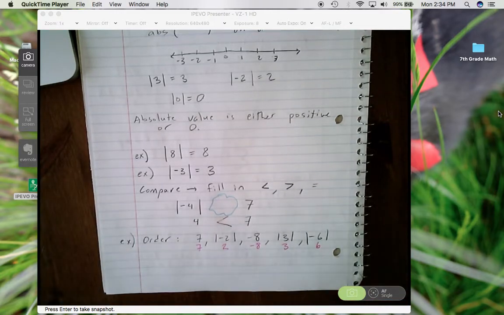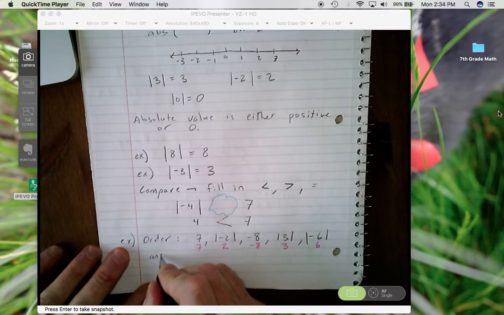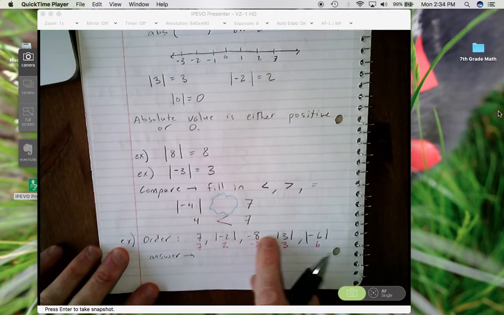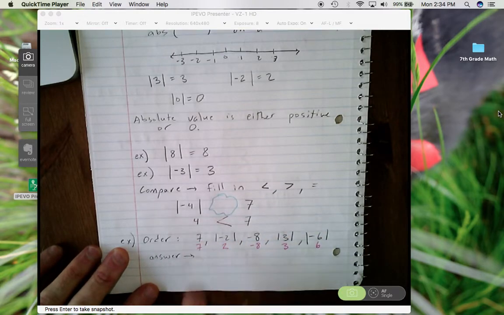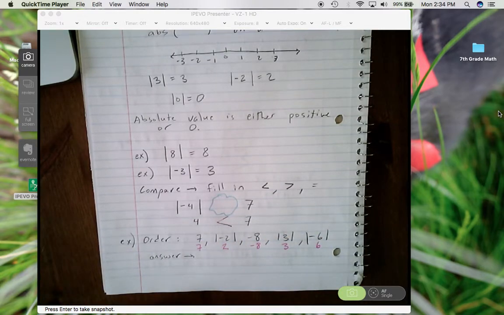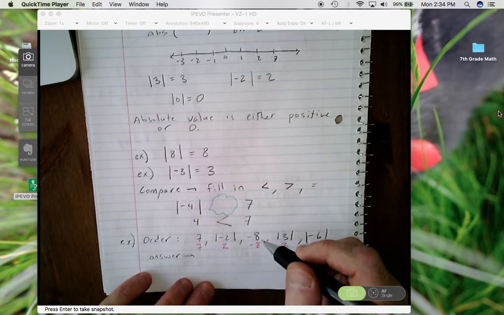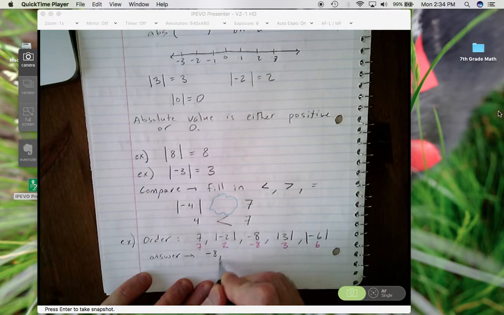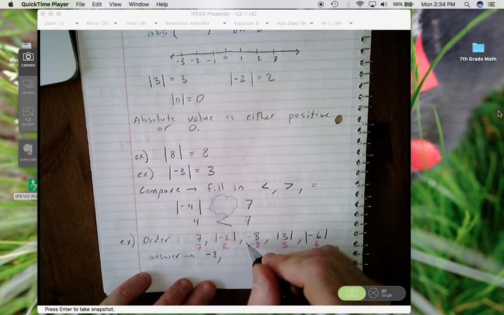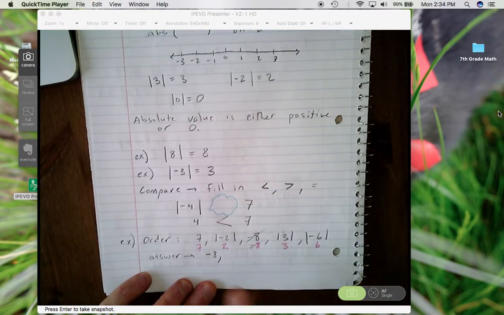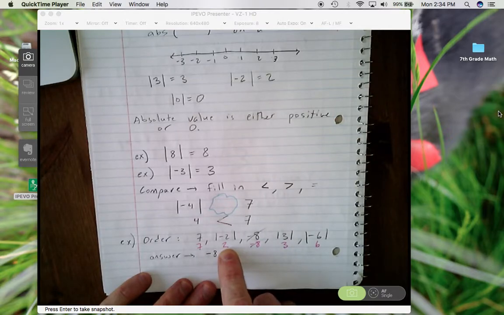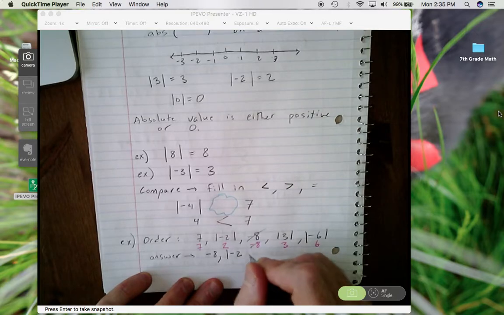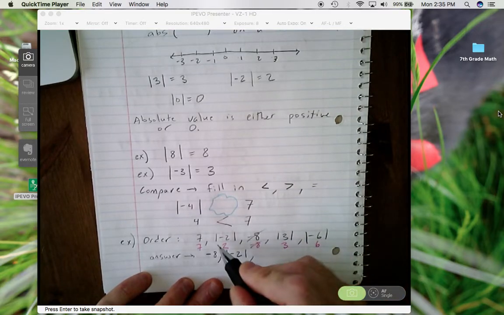So when we do our answer, we want to use the original things in the problem, these original numbers with the absolute value bars on them. The smallest one, if we go from small to big, is negative 8. I'm going to cross that out because we're done with it. And then if I look at my list here, I've got this pink 2, so that means the next smallest one is the absolute value of negative 2. Let me cross that out.